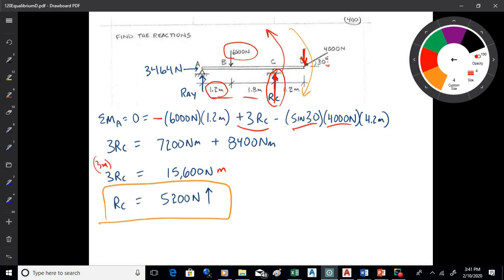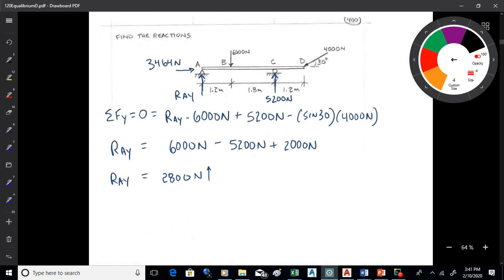Now, what's the easiest way to find RAY, do you suppose? Sum of Fy, set that equal to 0. I wouldn't do a second moment equation because it's more complex. Force equations are easier. After I found RC is 5,200, I'll just go sum of Fy. I only have one y unknown, so I can solve for it. So RAY comes out to be 2,800.